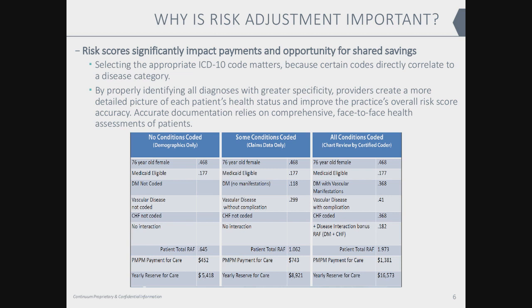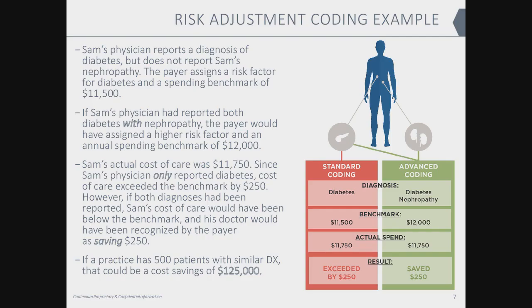So moving on into more of a real world example, just to try to bring this point home: if we have a patient who presents with diabetes, and they have some other conditions that are associated, they can have a benchmark or predicted spend of $11,500. Their actual spend in a year is $11,750. So when we're sitting down with a provider, we say, well, here's what your performance is. You've exceeded your benchmark by $250 on this individual patient.